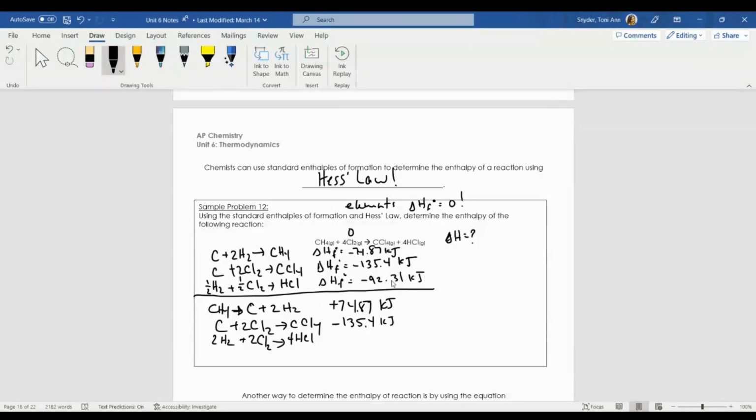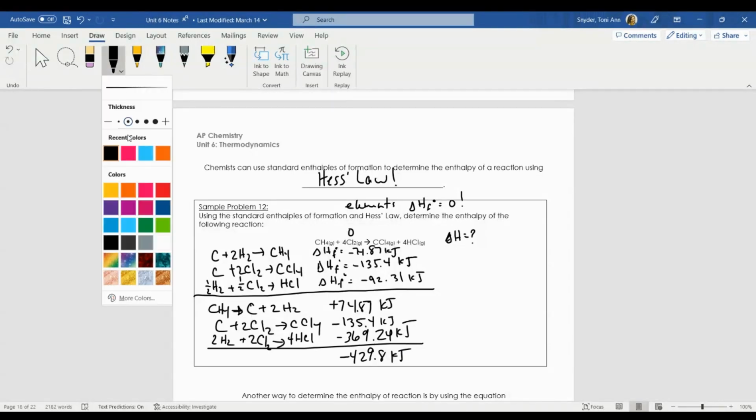And if I take negative 92.31 times 4, I get negative 369.24. Let's add all these up. So if I add these guys up, I get negative 429.8 kilojoules. But let's make sure that these guys all cancel out.